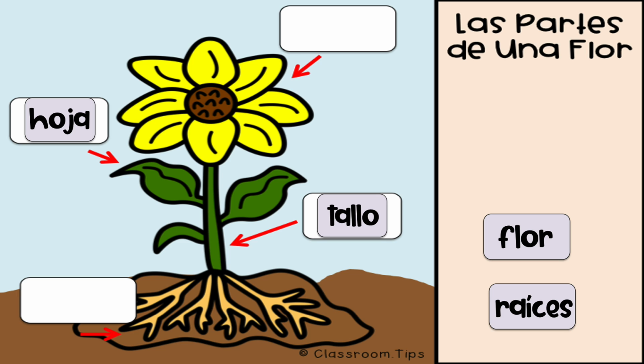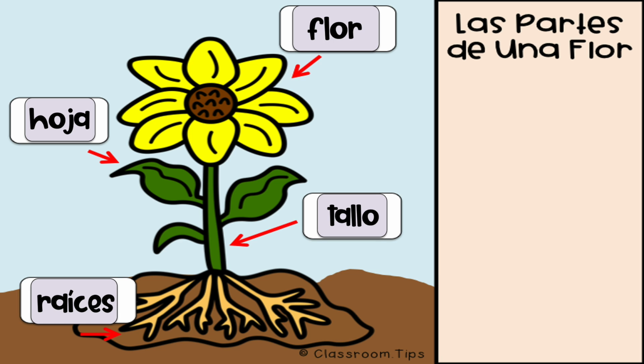So, I gave you enough time to think. Flor means flower in English, right? So we're going to place it at the top next to the nice, beautiful yellow flowers. So our last option is raíces. So we think, estamos pensando, ¿qué significa raíces? In inglés, significa roots. In English, it means roots. So we're going to place it in the dirt where we see the roots. And boom, you now know the parts of a flower, las partes de una flor.